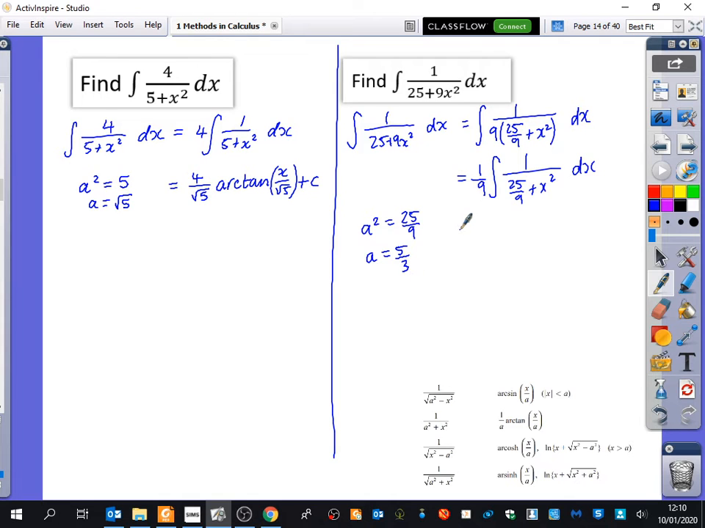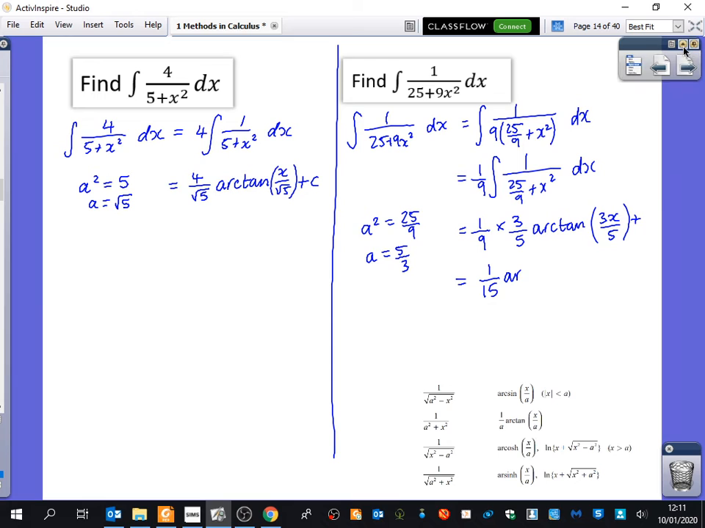Because when you do the integration, you've got the 1 over 9, which is still there, and the standard pattern says it goes to 1 over a, which is going to be 3 over 5, arctan x over a. What's x over a going to be? 3x over 5. Yep. Because over a just means inverse a, or reciprocal of a. So just be using 3 over 5. So when we simplify this down, we can cancel those. So we get 1 over 15 arctan 3x over 5 plus c.